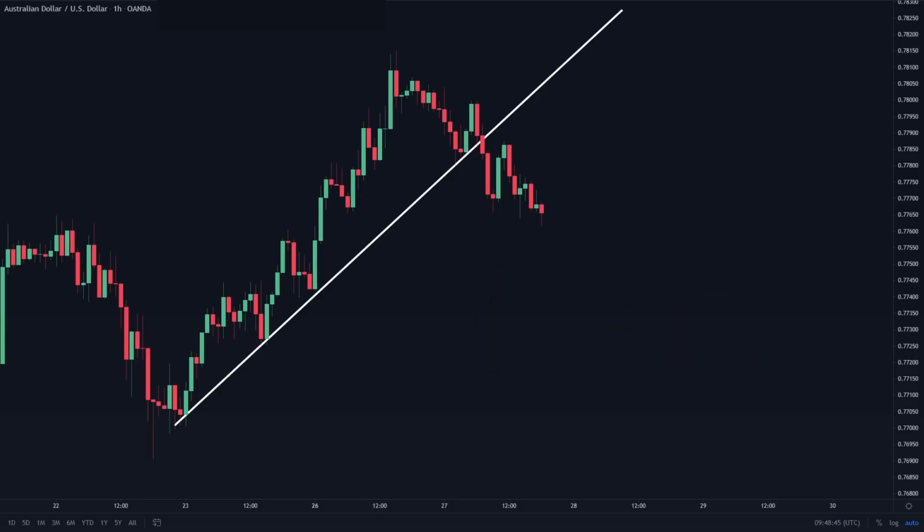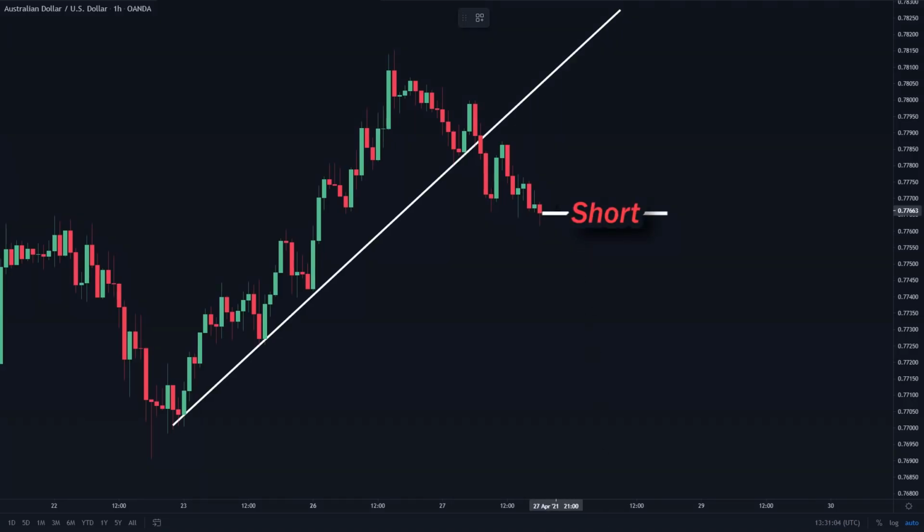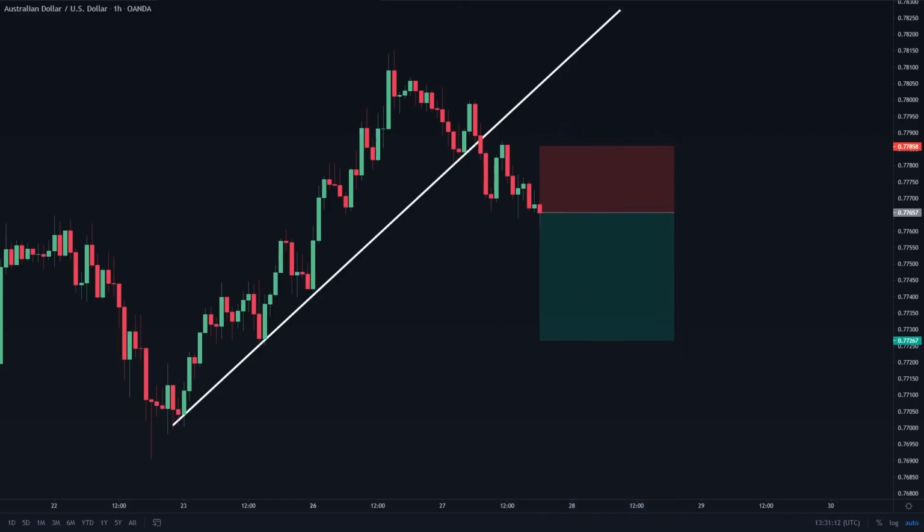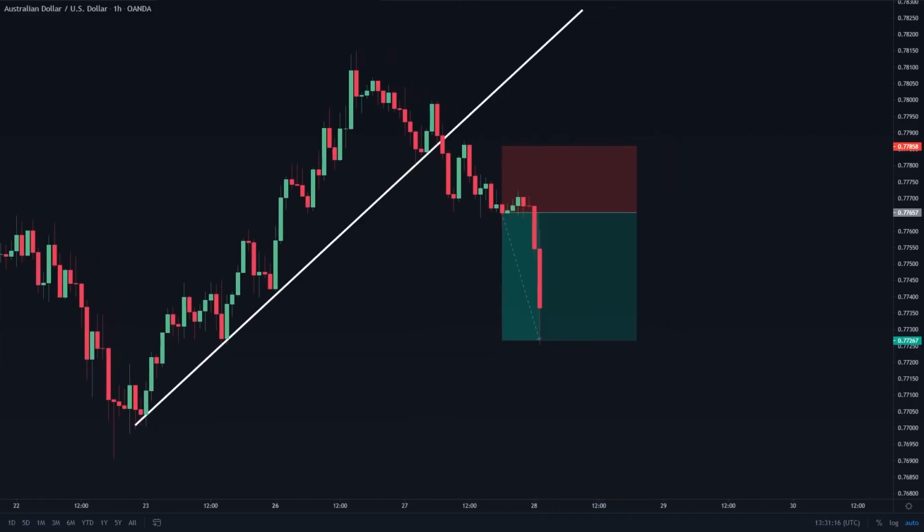And so this is a good opportunity to enter a short position. And for your exit strategy, you can place your stop loss at the nearest key level and set your profit target at 2-to-1 risk ratio. And as you can see, this ends up being another profitable trade.